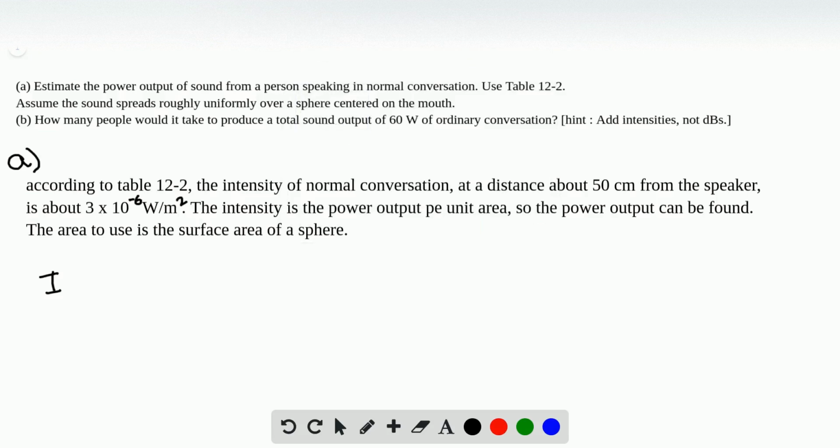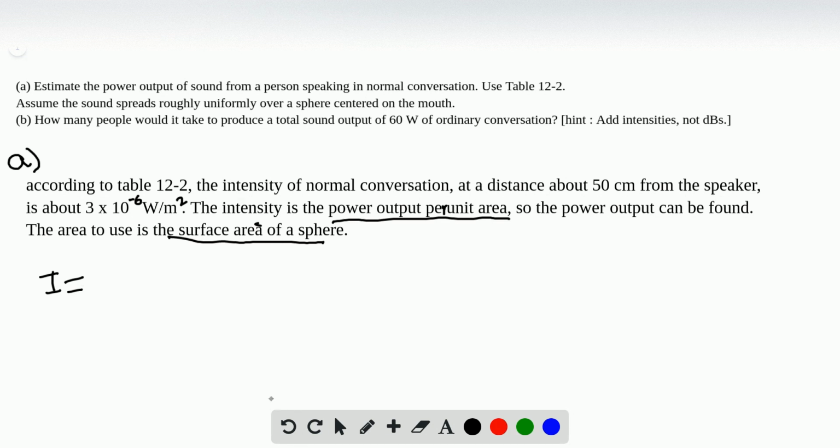Okay, so from table 12.2, we see that the intensity of normal conversation at about 50 centimeter distance is about 3 times 10 to the power minus 6 watt per meter squared. Now we know that the intensity is the power output per unit area. We can figure out the power output, and for area, as it's a sphere, we have to find out the surface area.